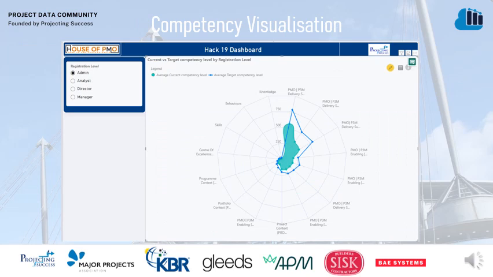We have also included a competency visualization spider graph, which shows the average competency levels for each registration level role. You can filter on each registration level using the slicer in the left-hand side of the dashboard.